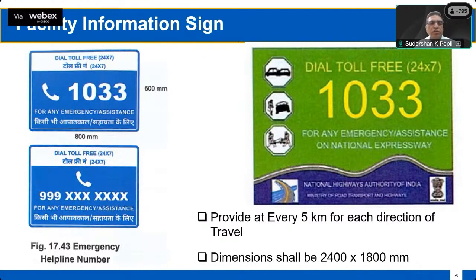So this is basically the facility information sign in the case of toll, 1033, and its integration is also going on. Two different colors are being used in IRC 67. Now the blue color has come, and earlier the ministry had issued another color. So both kinds of signs are being fixed. Let the feedback come to IRC, and accordingly further revisions can be done. And these signs are to be placed every 5 kilometer for each direction of travel.